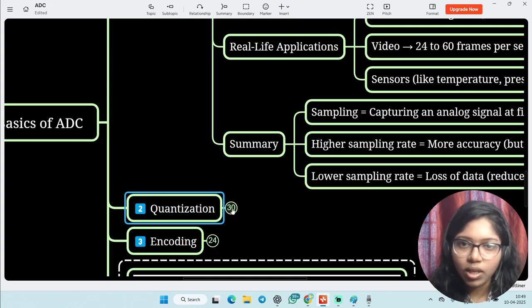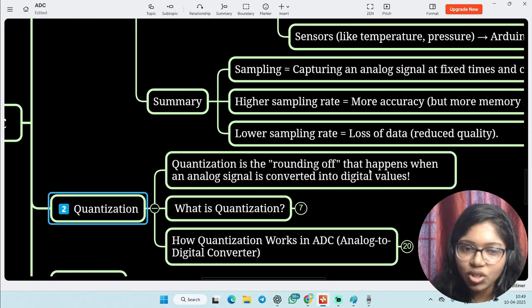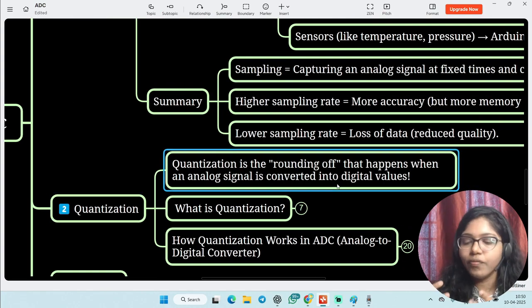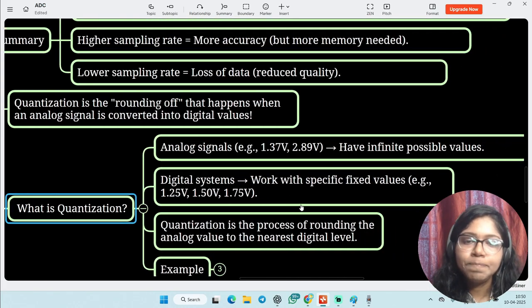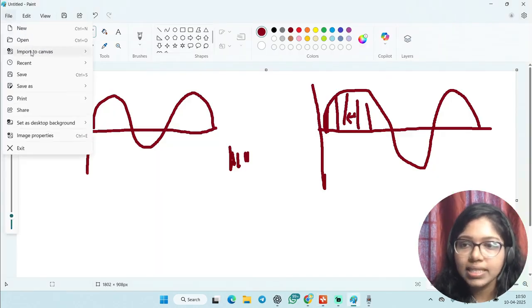What actually is quantization? Quantization is going to happen again in the procedure, right? Quantization, in a sense, is just rounding off the data. Before we convert the analog signal into the digital signal, first we sample the data, then we quantize the data. So what is rounding off? I'll show it with an example.